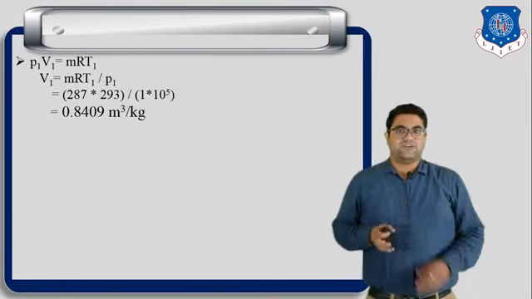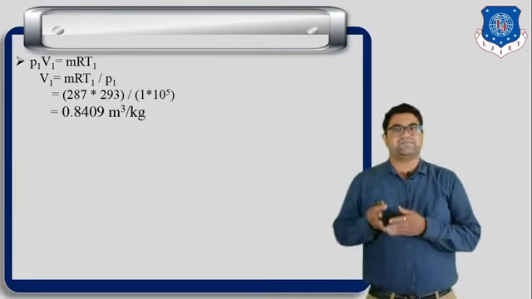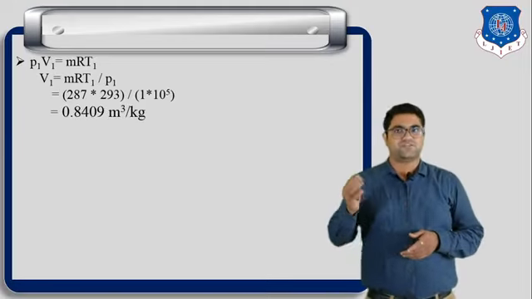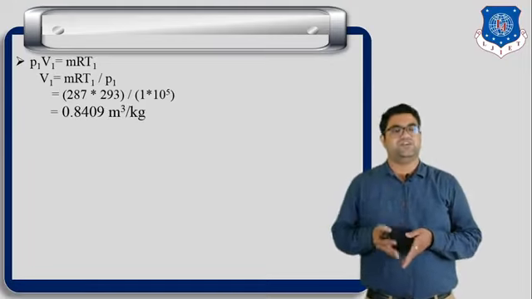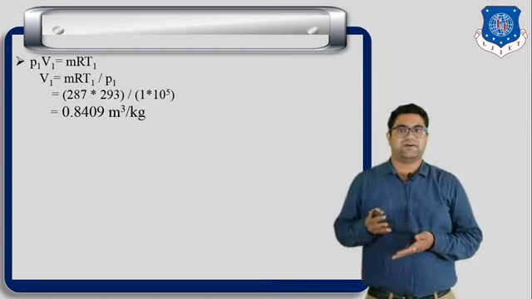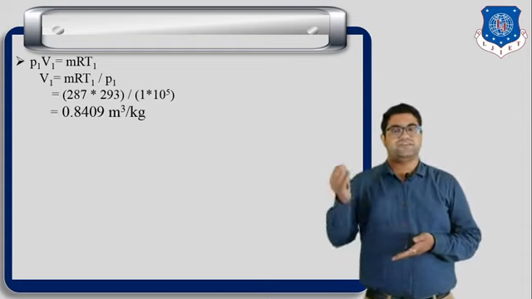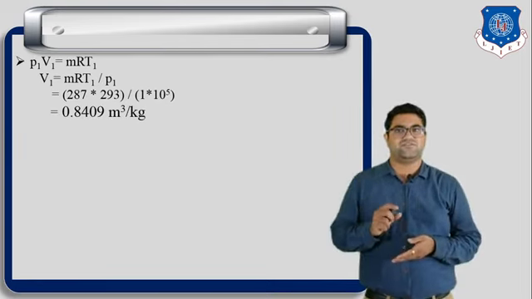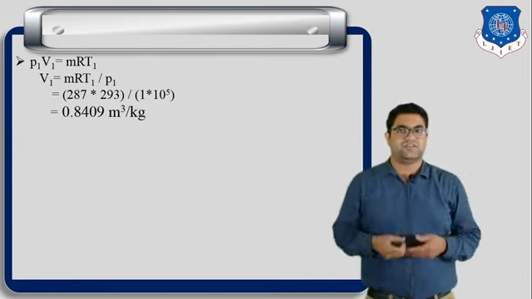Okay, now we know the characteristic gas equation, that is PV equals mRT. So we can write P1 V1 equals mRT1. From this formula we can find the value of V1, that is mRT1 upon P1. So if we put all the values, then we get V1 equal to 0.8409 meter cube per kilogram.